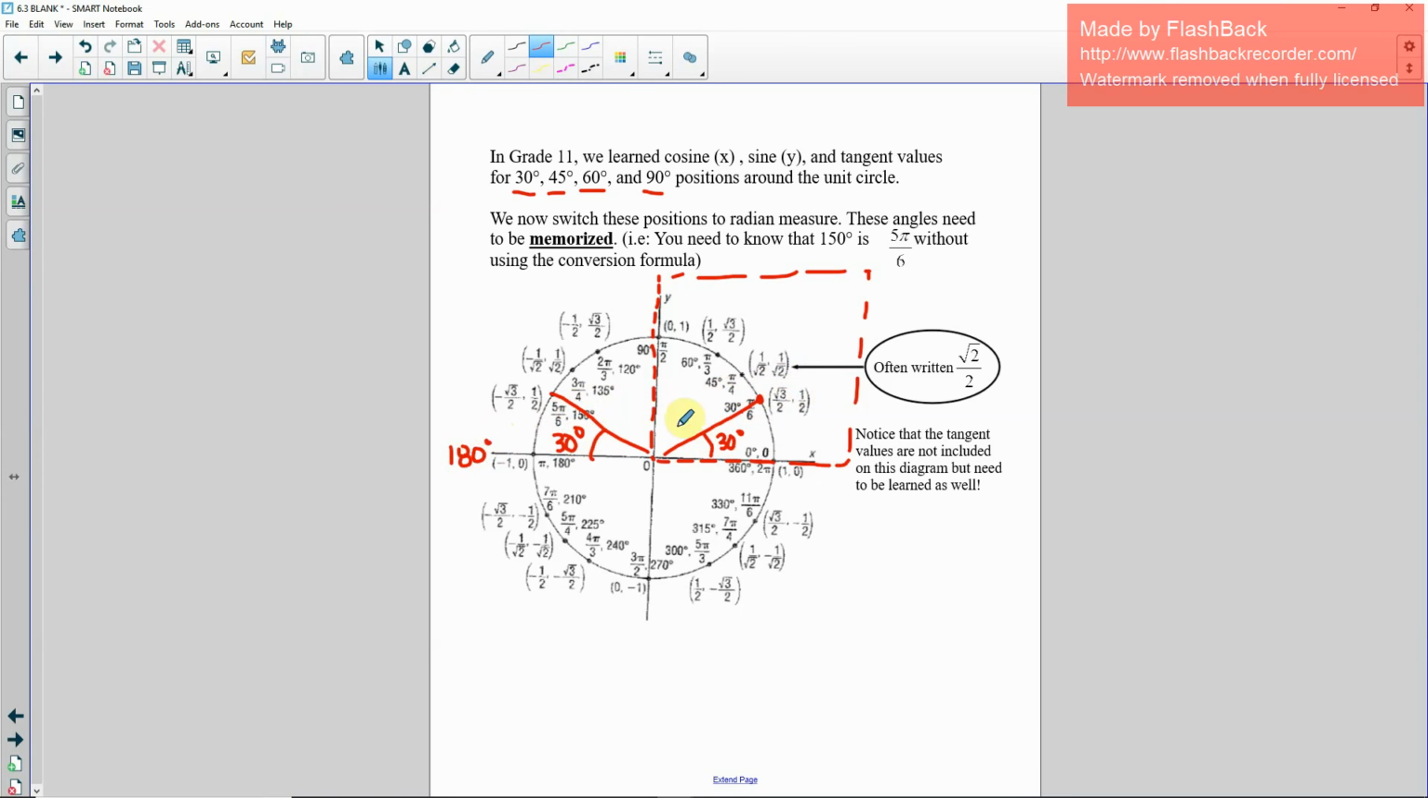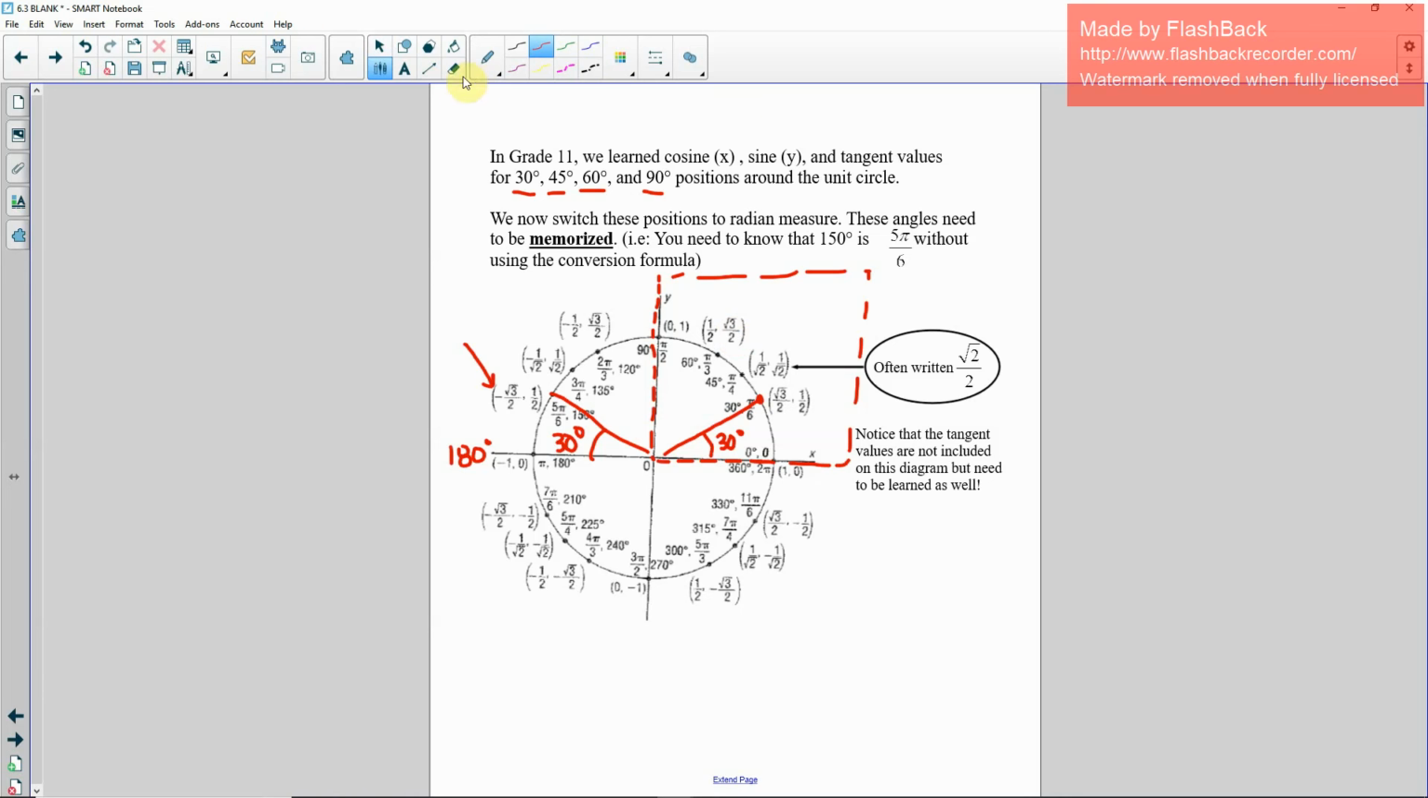Anyways, so if the reference angle is the same, the point is the same. The only difference are the signs. Okay, so you'll notice here that it's actually negative square root 3 over 2. And the reason for that is in quadrant 2, x values are negative. Okay, so if you memorize 30 degrees, 45, and 60, which are pi over 6, pi over 4, and pi over 3, and you know how to use reference angles, which is all we're going to do from now until the end of the unit, you don't need to memorize anything more than that.